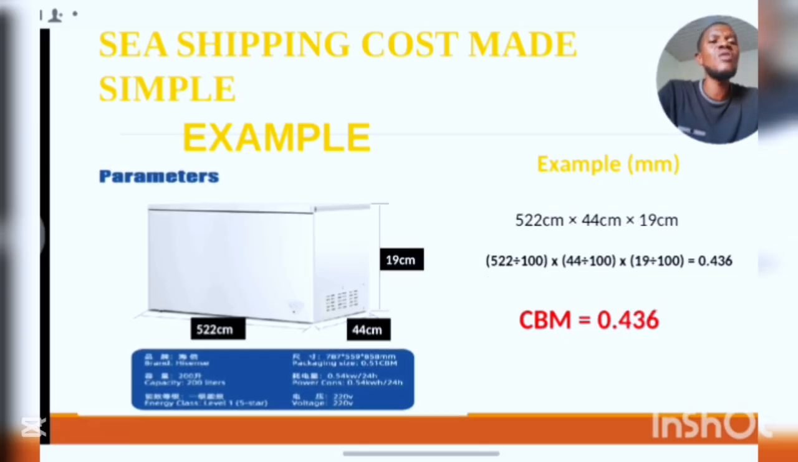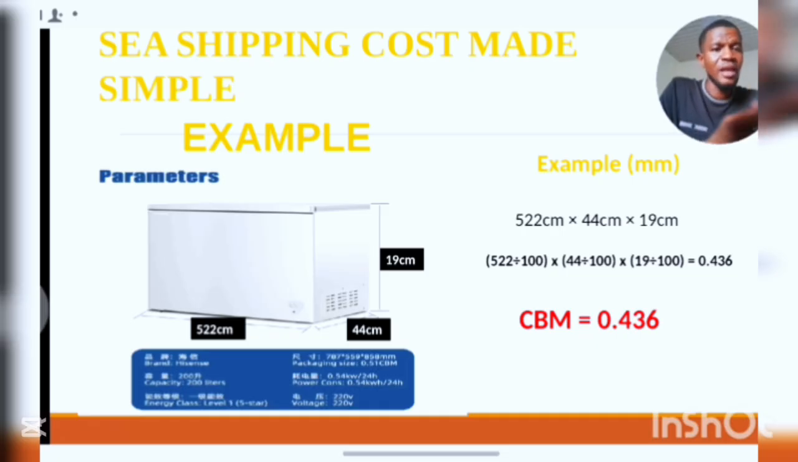Now assuming you have been given the dimension in centimeters for this particular example. We are still using the same freezer, but the dimensions and parameters are different. So you have 522 cm, 44 cm, and then 19 cm. If you are trying to do that, how are you supposed to come up with your calculation?